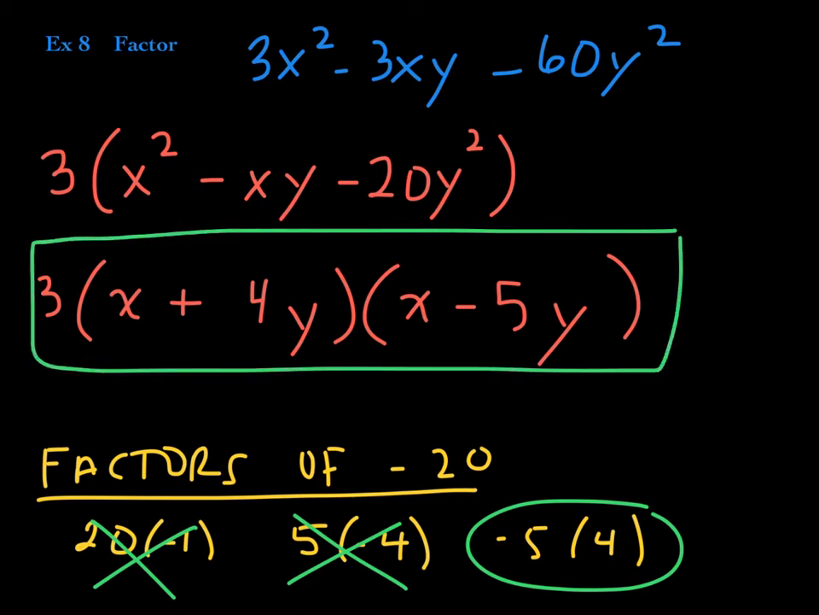Again, I want to emphasize, if you were to distribute all of this, right, you'll get the original trinomial back. If you choose to check that, I invite you to first distribute the two binomials and then distribute the 3 at the very end. You'll see that you get this original trinomial right back.